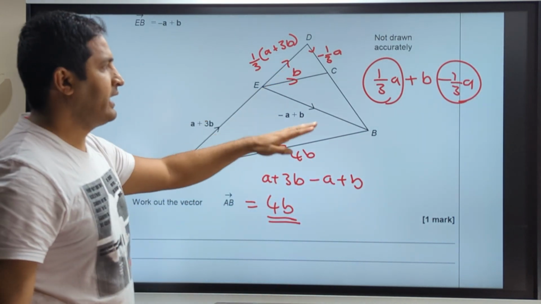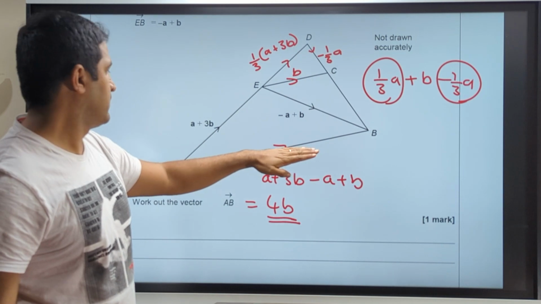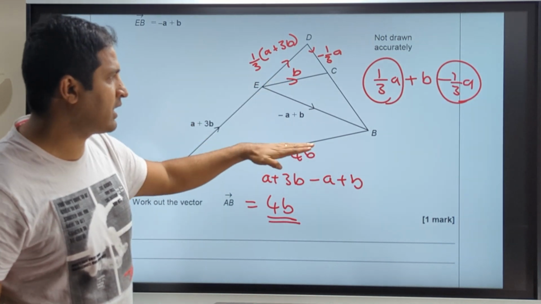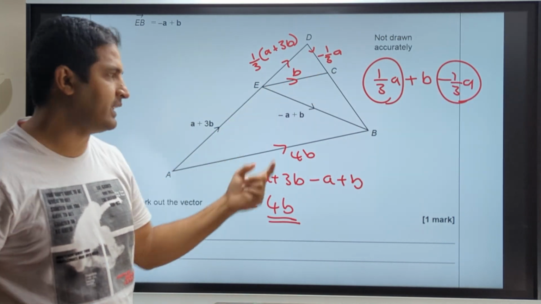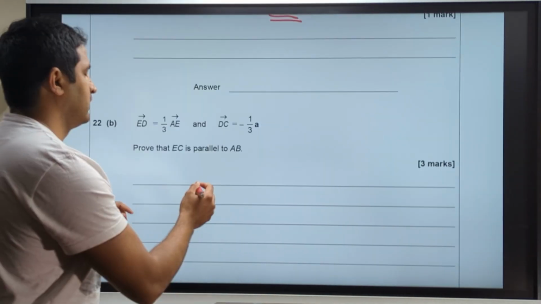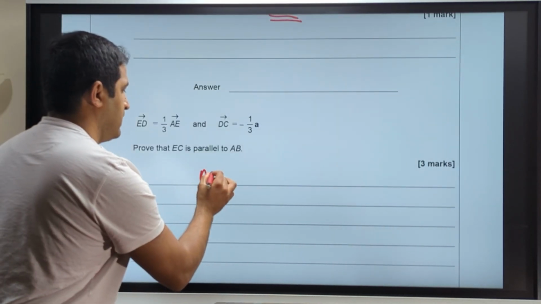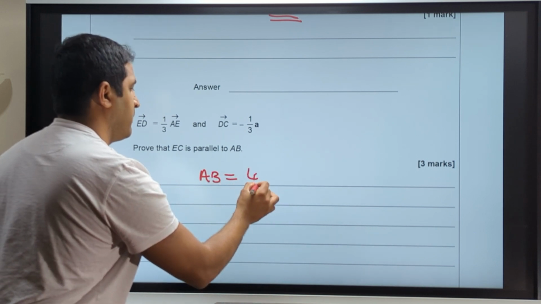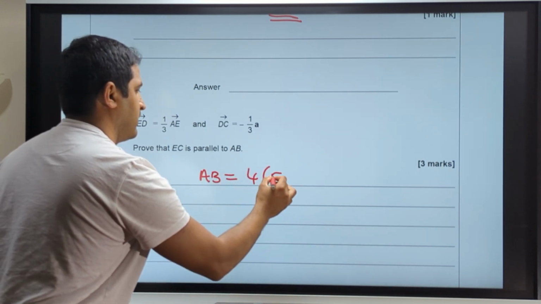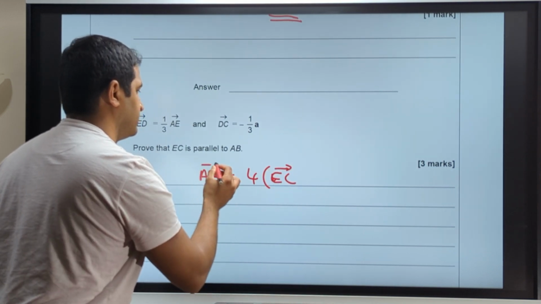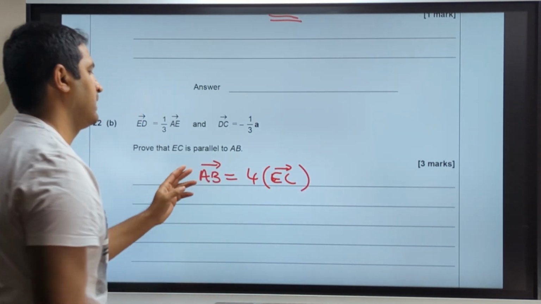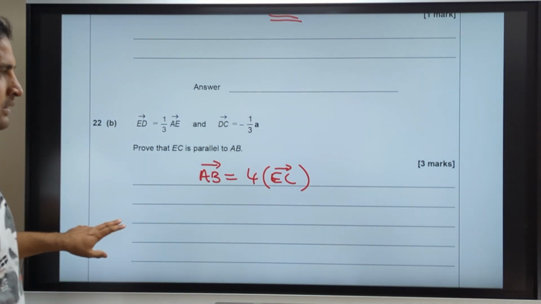So that is just a multiple of AB. That means these vectors are parallel. It's just that this one is 4 times bigger than EC, and we've proved it. So we're saying AB is the same as 4 times EC. Therefore, AB and EC are parallel.